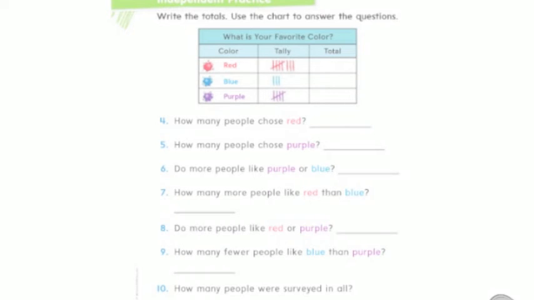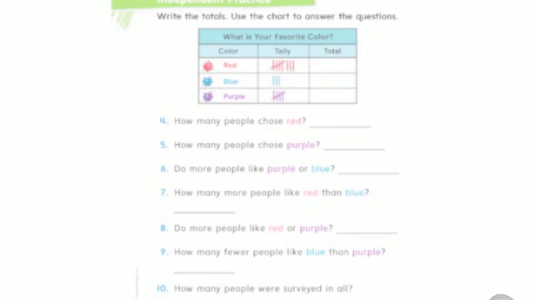Number 4 says how many people chose red? Number 5, how many people chose purple? Number 6, do more people like purple or blue? Number 7, how many more people like red than blue? Number 8, do more people like red or purple? Number 9. How many fewer people like blue than purple? And number 10. How many people were surveyed in all?